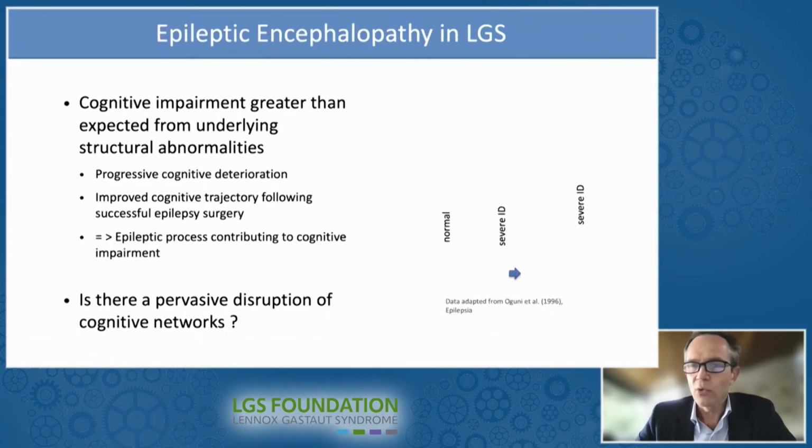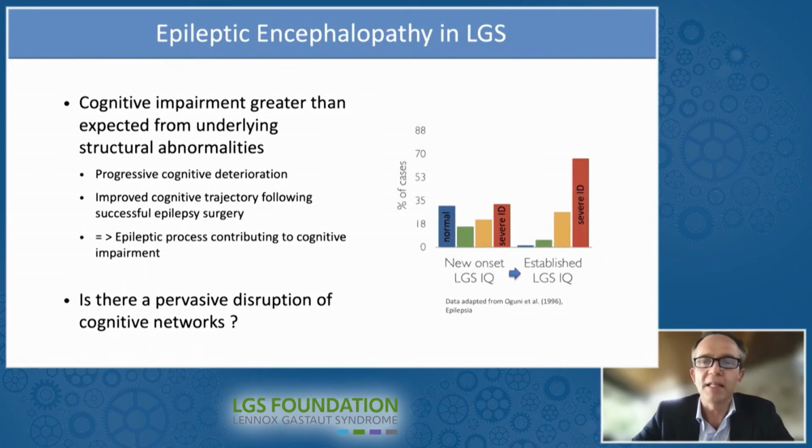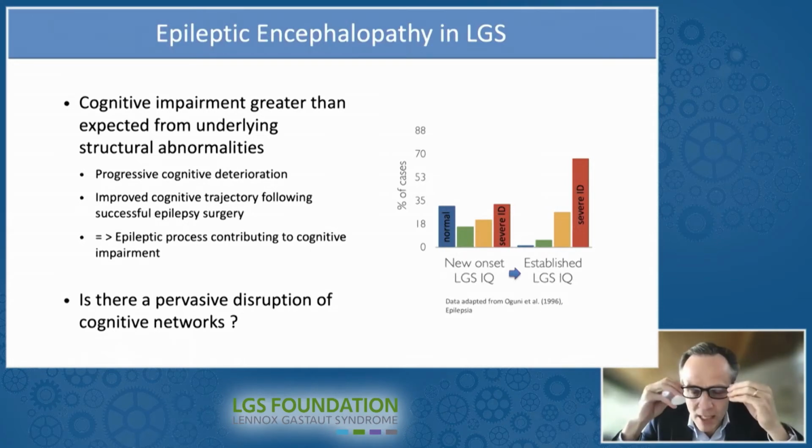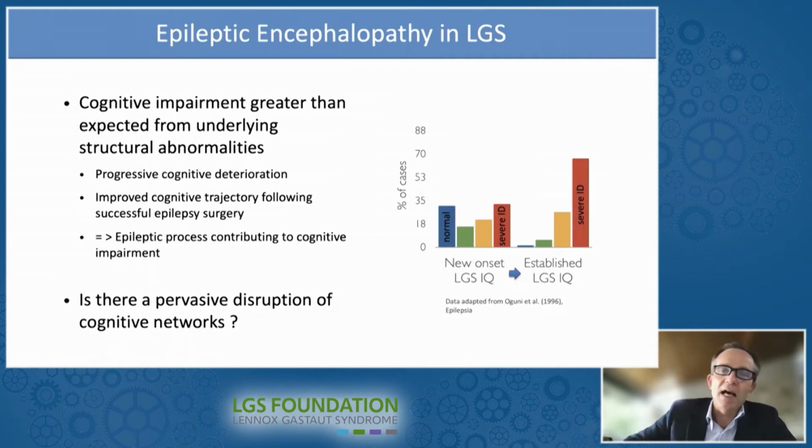I want to now talk about epileptic encephalopathy. So epileptic encephalopathy is a process whereby recurrent epileptic discharges in the brain seem to impair brain development. It is really a key component of Lennox-Gastaut syndrome.